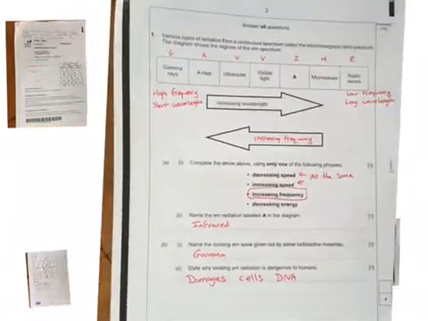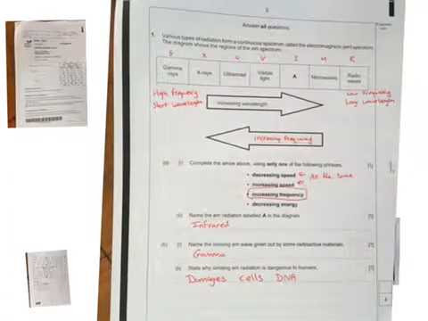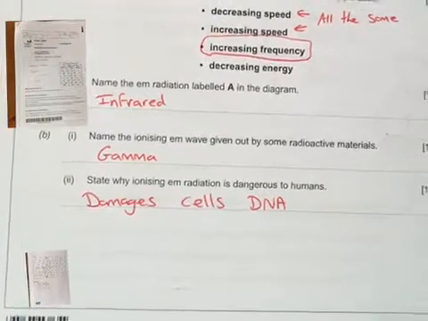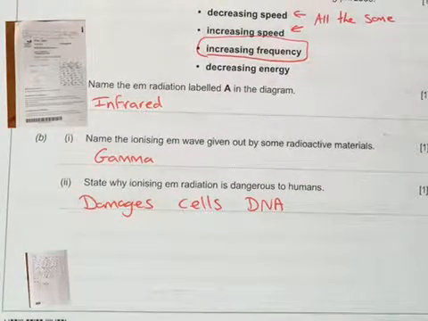Name the EM radiation labeled A. So this was infrared. Red Martians invade. Name the ionizing EM wave. That is radioactive. In some radioactive materials, it's going to be gamma all the time. Even though X-ray is damaging to your cells, it's not the radioactive part. And state why ionizing radiation is dangerous. Like I just said, they damage cells and they can mutate your DNA. So I'll just put that there.